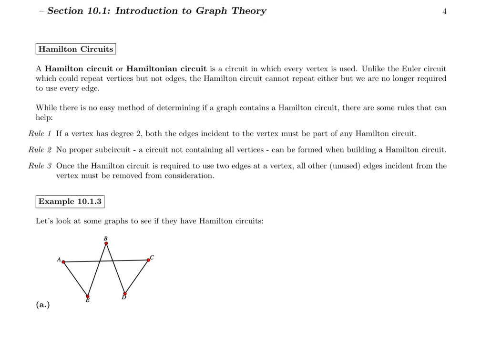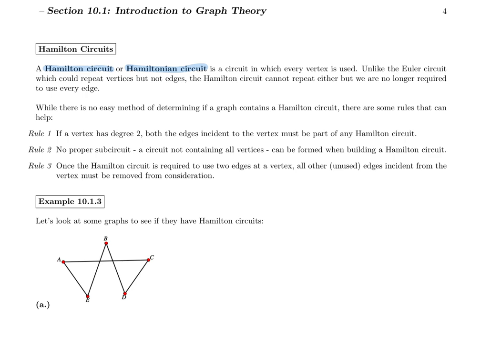The last topic we're going to cover in this section is Hamilton circuits. A Hamilton circuit, which is sometimes called a Hamiltonian circuit, is a circuit in which every vertex is used. Unlike Euler circuits, which could repeat vertices but not edges, the Hamilton circuit cannot repeat either, but we are no longer required to use every edge.